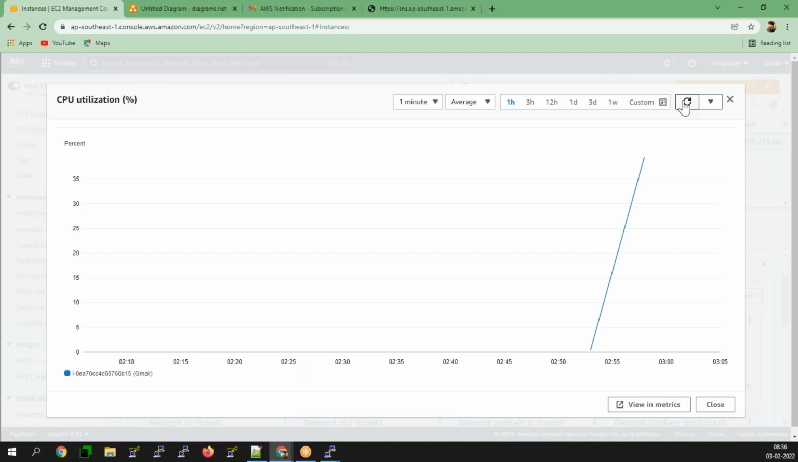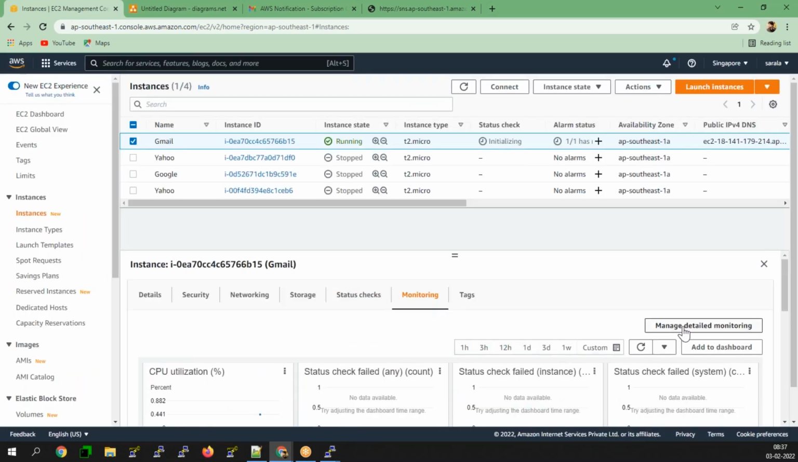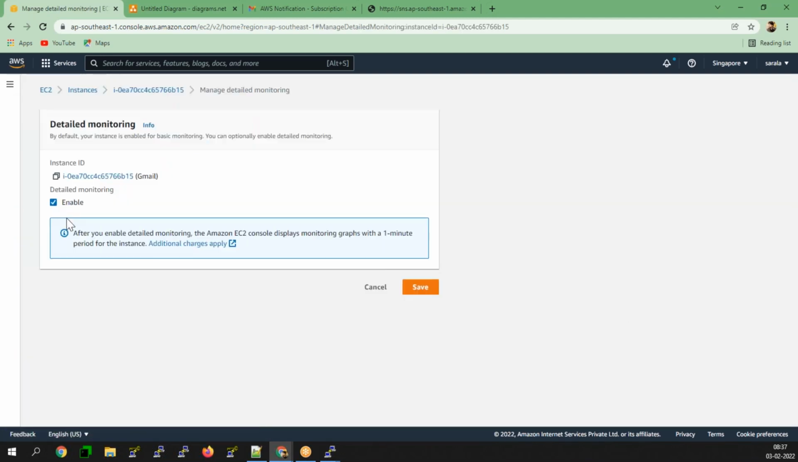Shamukh, I have one question. Once the instance is created, CloudWatch will take all the metrics for CPU, memory, everything, automatically generated for the particular instance? Yes, by default, whether we are creating CloudWatch or not, once you create an instance, it will enable it by default. But if you want the metrics every 1 minute, click on the respective instance, manage detailed monitoring, and you need to enable detailed monitoring here. Then it will take the metrics every 1 minute.